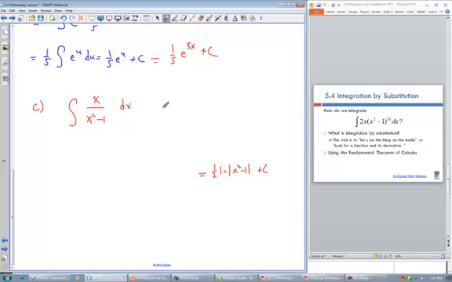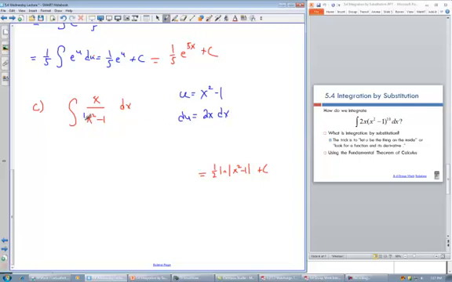So on this one, I have two choices. I can let u be x, or I can let u be x squared minus 1. If you let u be equal to x, you'll get the same thing back, so it's not going to help you. So I let u be equal to x squared minus 1. And then du is equal to 2x dx.